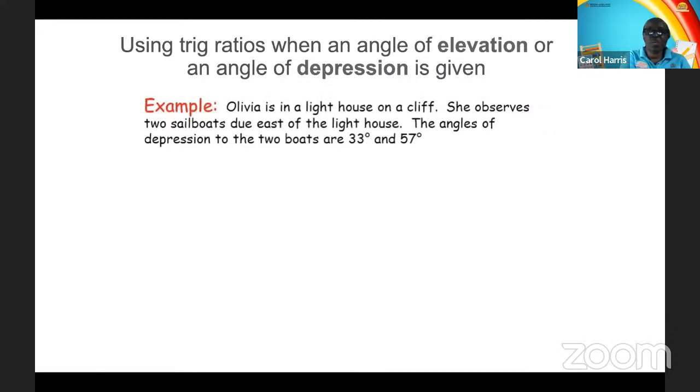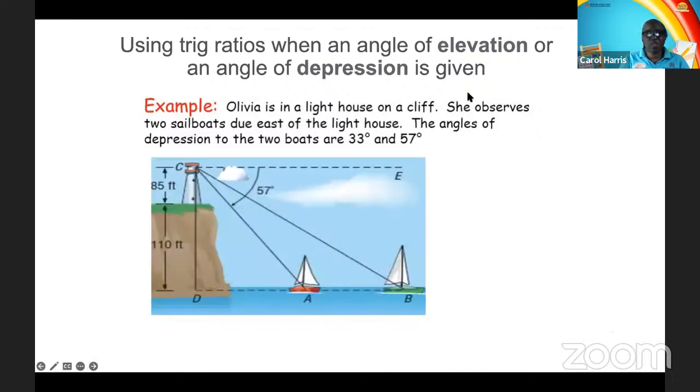So let's look at how we can use our trig ratios when we have an angle of elevation or an angle of depression. Here we have an example. Olivia is in a lighthouse on a cliff. She observes 2 sailboats due east of the lighthouse. The angles of depression to the 2 boats are 33 degrees and 57 degrees, respectively. It's not there, but typically, this would be the diagram that we have.